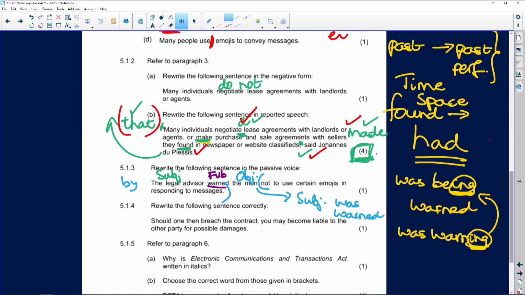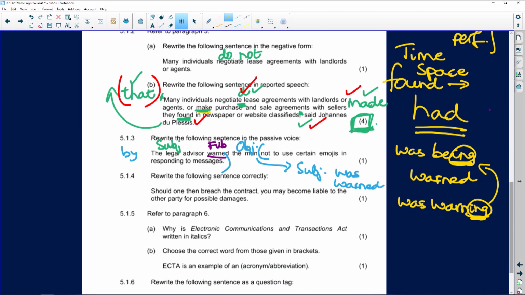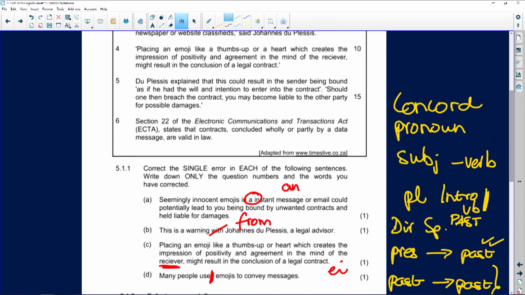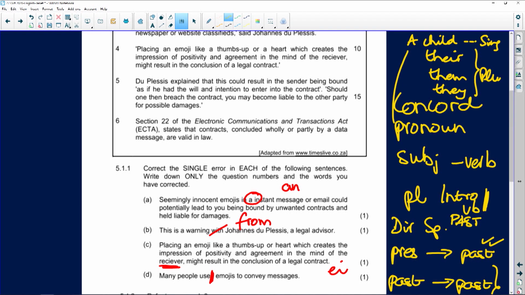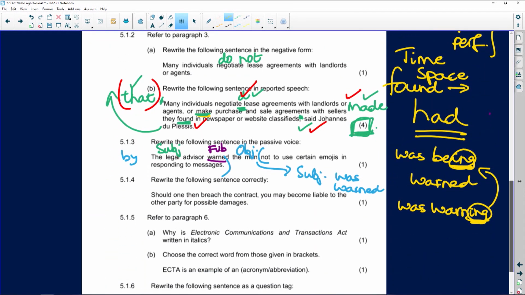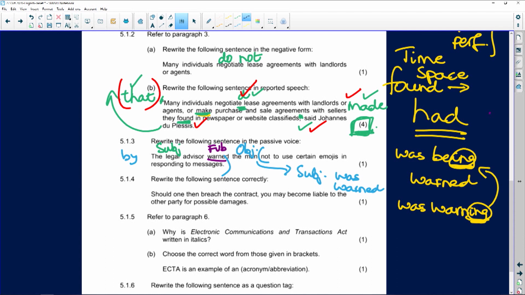Right. Now we've got to write 5.1.4. And I said back here that there are 2 concords that you get asked. The pronoun concord can be if I say a child and then goes their mother, their book, them, they. So I've got the wrong pronouns coming after a child, which is singular, and I follow it with all these plurals. Or another one is this one, which you've been asked here. It's another pronoun problem. Can you see it?